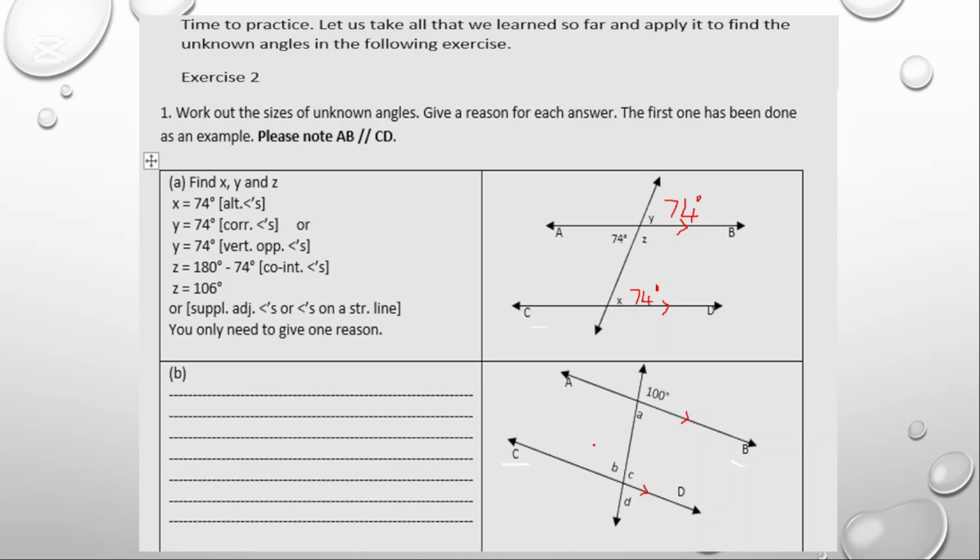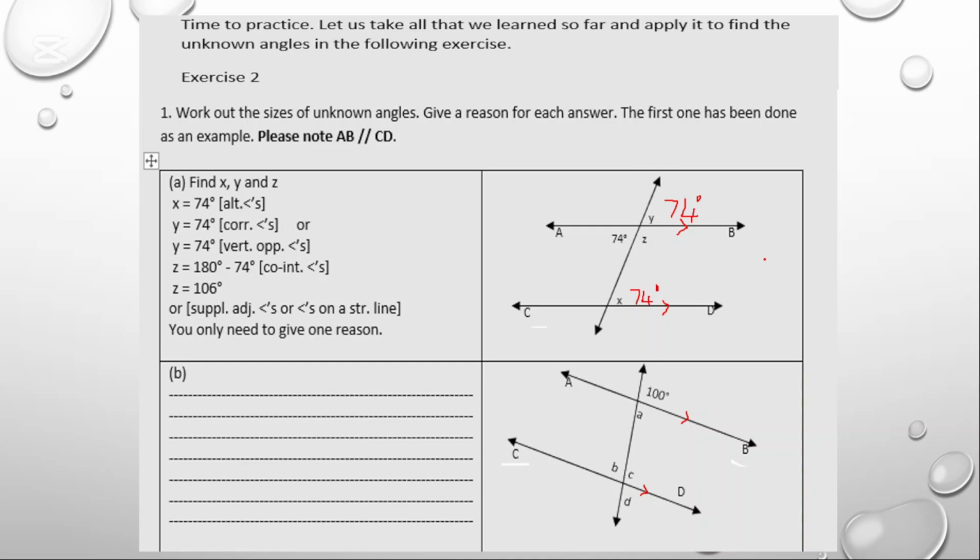B. Decide first, is the given angle 100 degrees and A a pair? If your answer is yes, you start with A. From A you move to B. Do they form a pair, A and B? If your answer is yes, you can work out the answer of B. B and C, do they form a pair? If yes, you get that answer. And lastly, you move to D.